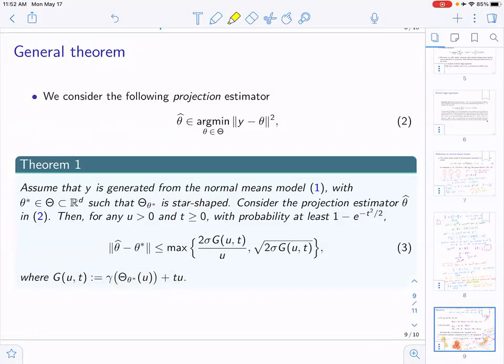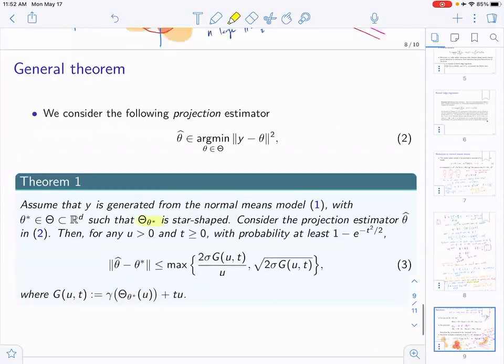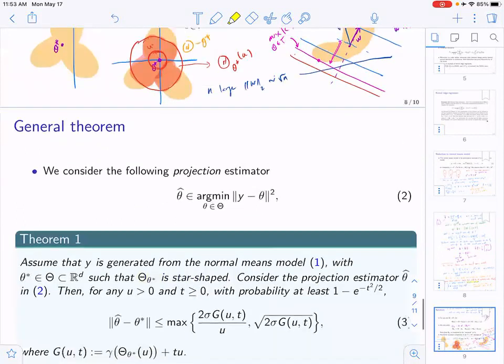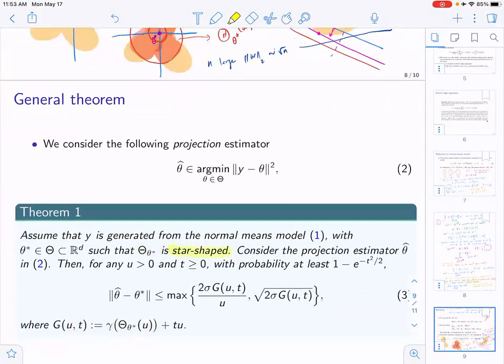So the only assumption that we are making here is that theta star is star shaped. So I'm going to shift everything to the origin, and then assume that this is star shaped. What is star shaped? Does anyone know what this means? That if you multiply a point in your set by t between 0 and 1, it's still in the set. Okay, yeah, so let's do it with alpha, let's say.